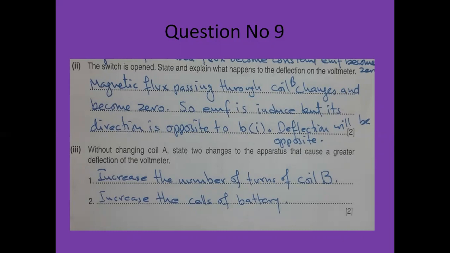Next, the question is: without changing the coil A, state two changes to the apparatus that cause a greater deflection of the voltmeter. So increase the number of turns of the coil B. Coil B is the secondary coil. If the number of turns of the coil B becomes larger, a larger voltage will be induced in the coil B. And the second thing, you can increase the cells of the battery. If you increase the current, the coil A will become a stronger magnet, and that's why the EMF induced in the coil B will also be larger.